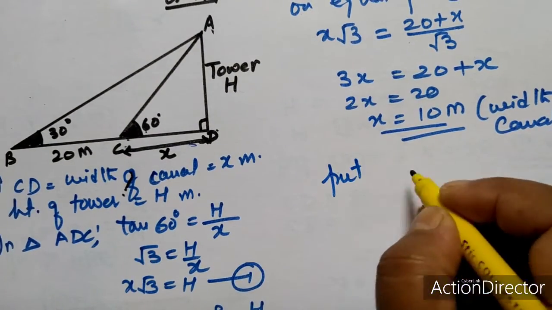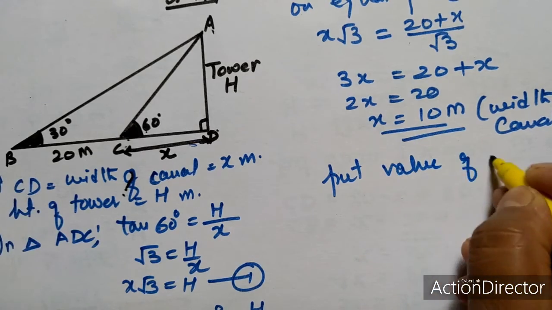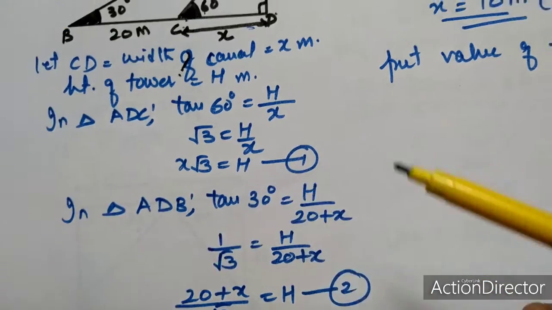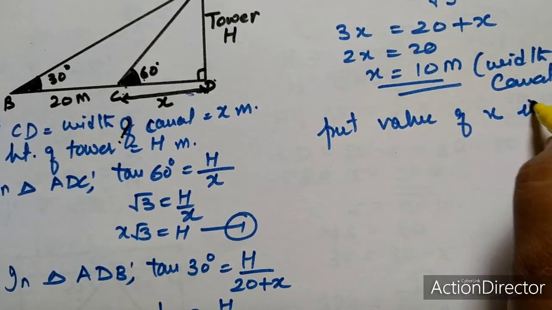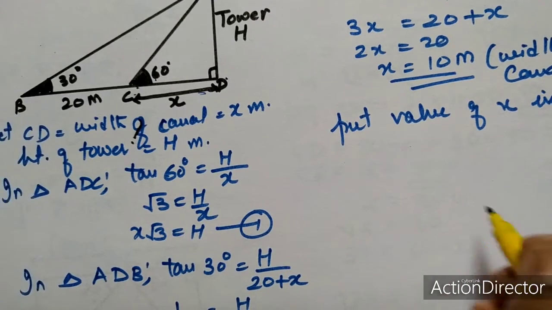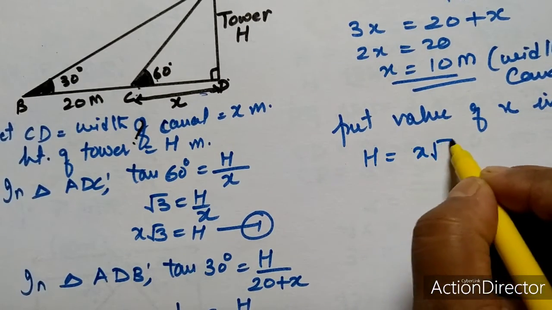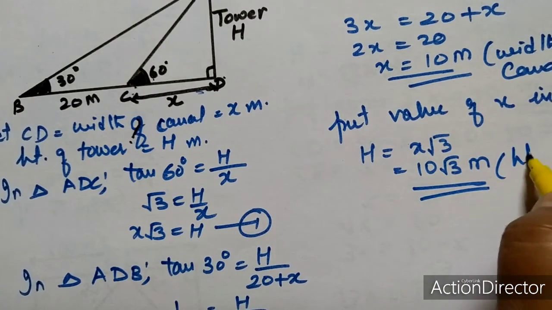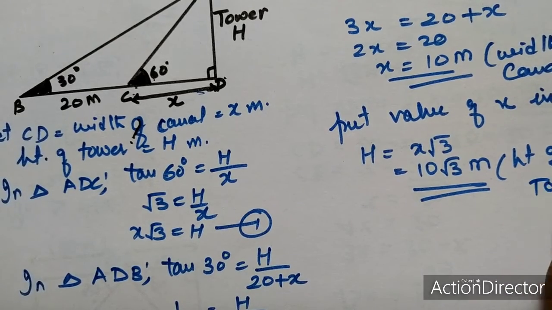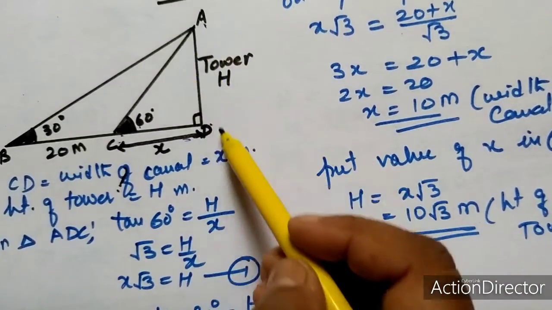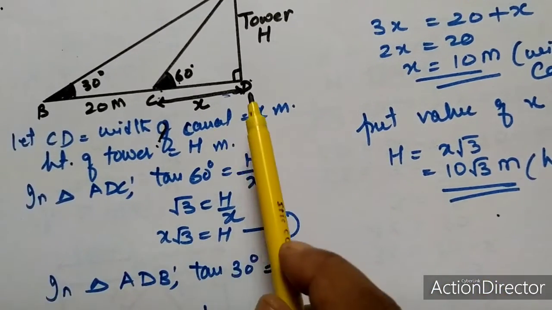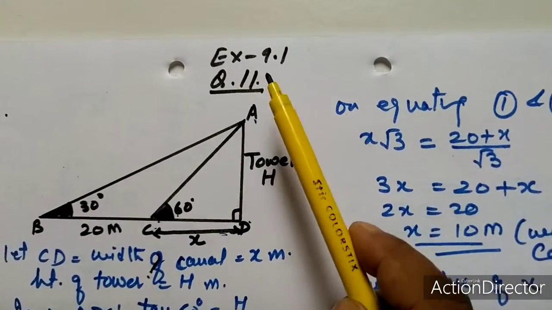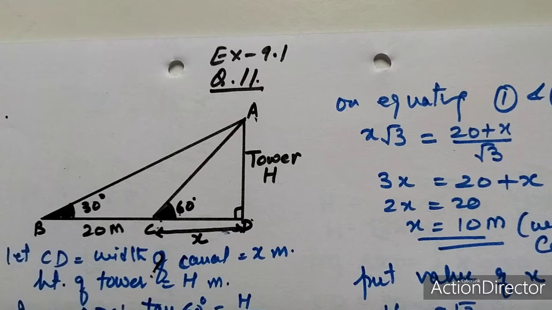Again put value of x in any one of the equations, either 1 or 2. It is easy to put in first equation, so I have to write put value of x in equation number 1. So the value of H will be x root 3, that is equal to 10 root 3 meter. That is height of TV tower. According to the question, the height of the TV tower will be 10 root 3 and the width of the canal is equal to 10 meter. So this is your solution of question number 11 of exercise 9.1.